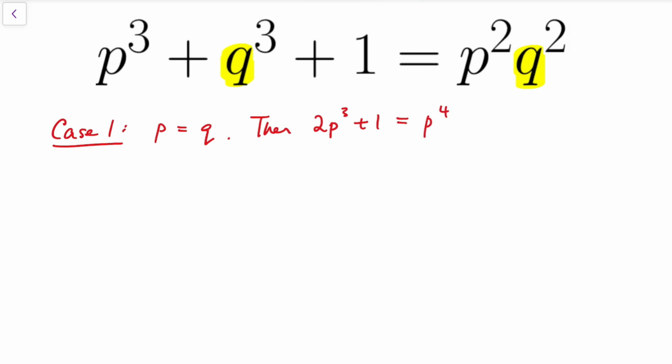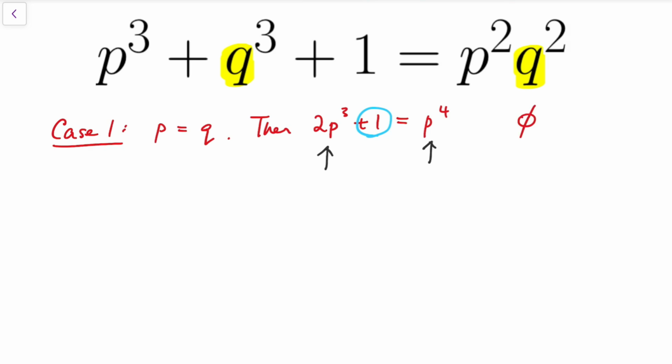Now from this, we can see that these two terms are multiples of p. Then from this we know that the number in the middle, 1, also has to be a multiple of p. But this cannot happen. So there is no solution for this case.